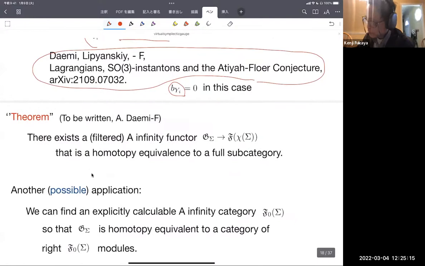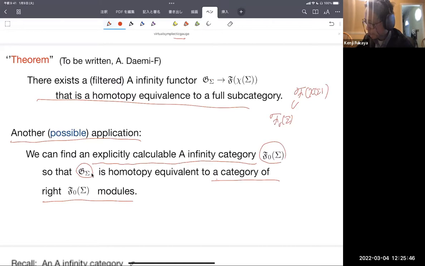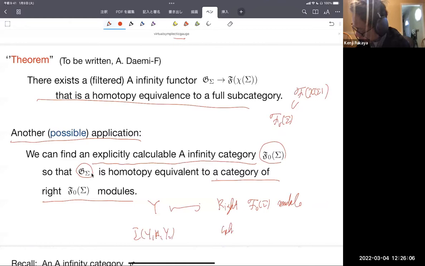So I want to mention another possible application of this functorial formulation. We can find some explicitly calculable A-infinity category, F0 of sigma. It is actually a subcategory of this, so that this gauge theory category is a category of modules. What it means is that, given a Y, you have this kind of F0 module, and instanton homology is the cohomology of the module homomorphisms. This is somehow what we want to do, but we cannot do it yet. But in some cases, we can.